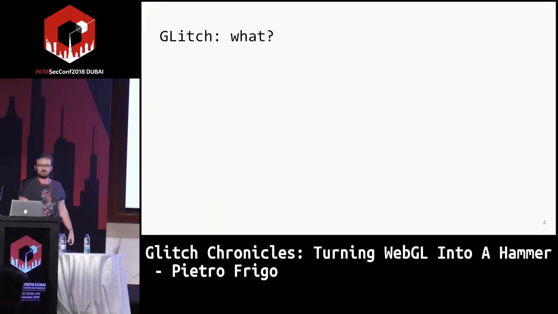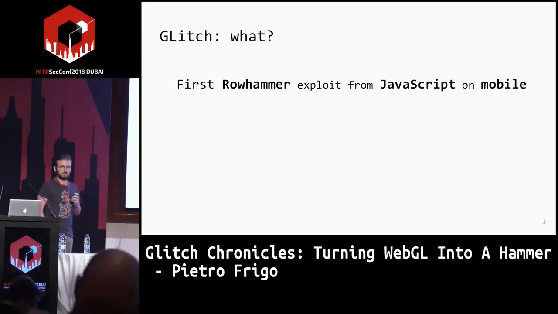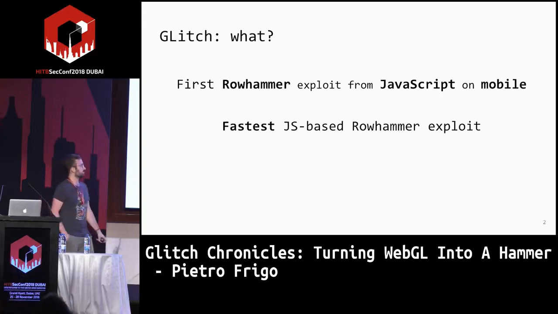So let's start with what Glitch is in a couple of sentences. Glitch is the first Rowhammer exploit from JavaScript on mobile. Before this research, there was no proof of Rowhammer bit flips from the browser on ARM platforms. Not only is it the first, but it's also the fastest JavaScript-based Rowhammer exploit. Previous research on this kind of attack took at least 45 minutes to get a bit flip on mobile in the browser, whereas this one takes less than 2 minutes to exploit the browser.